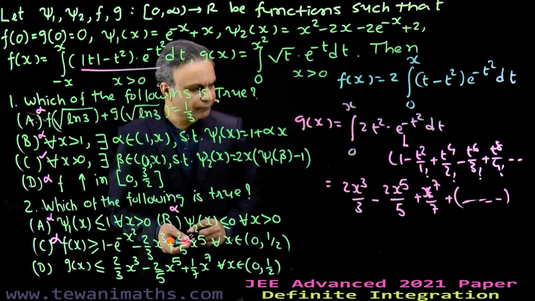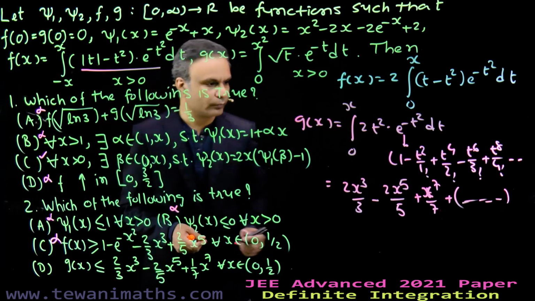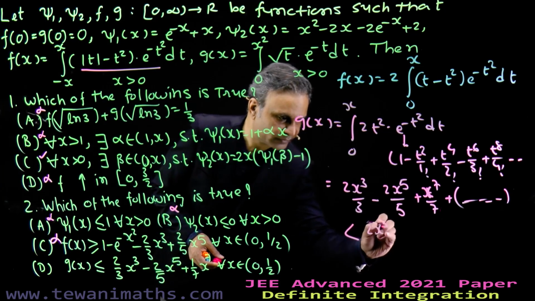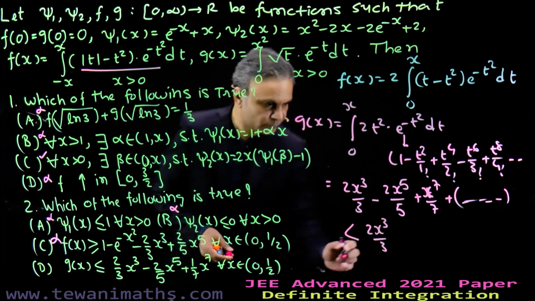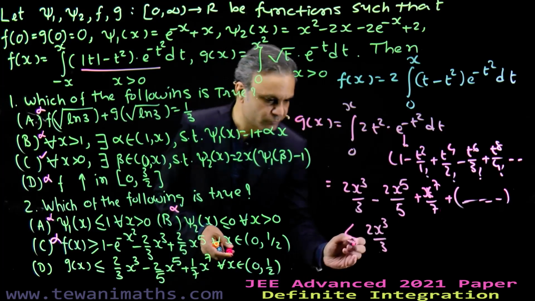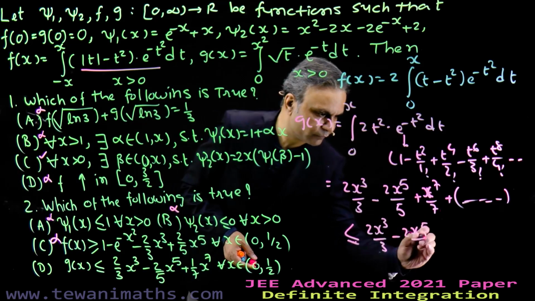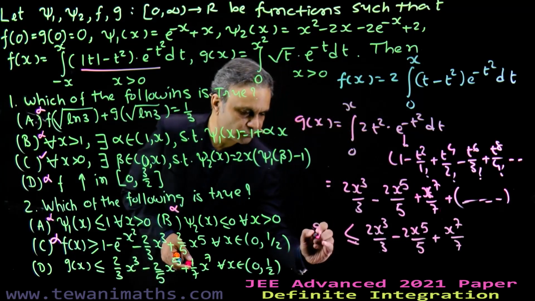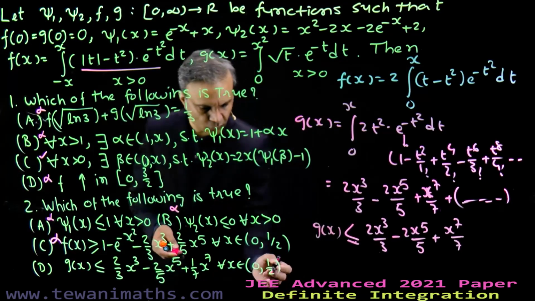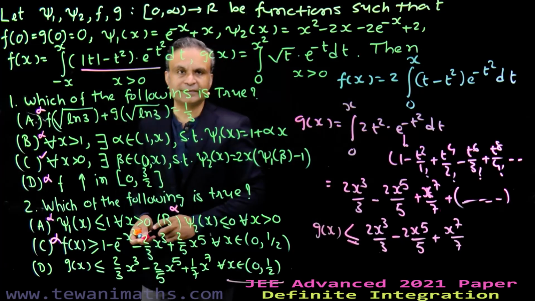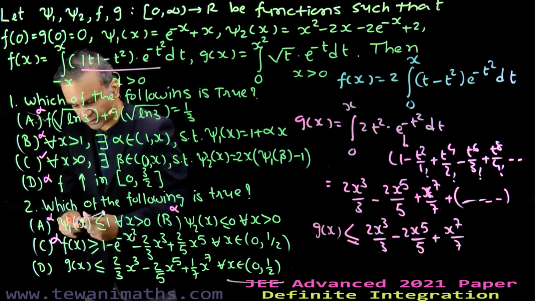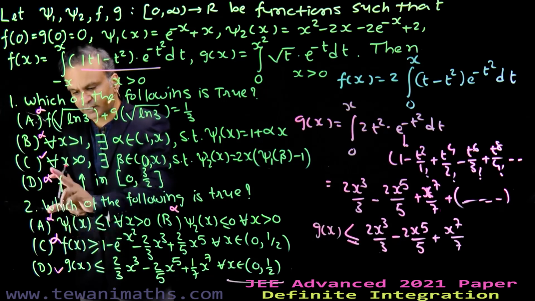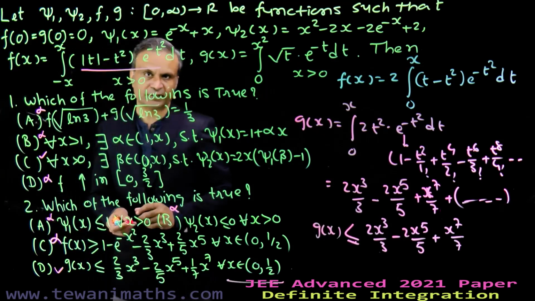And we find that for x belongs to 0 to 1 upon 2, this expression will be less than or equal to 2x³ over 3 minus 2x⁵ over 5 plus x⁷ over 7. So we have g(x) less than or equal to this for all x belongs to open interval 0 to 1 upon 2. So this option is true. So in this question, option C is correct, and in this question, option D is correct.